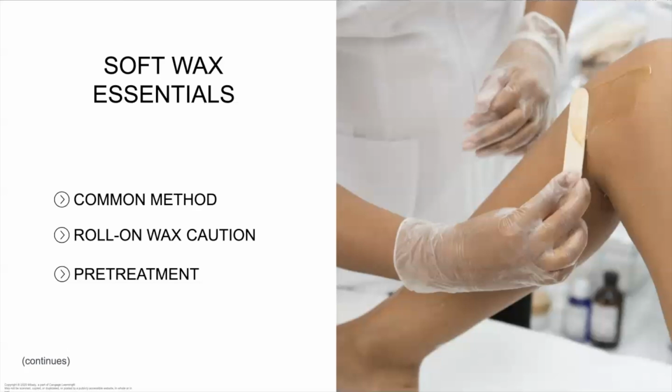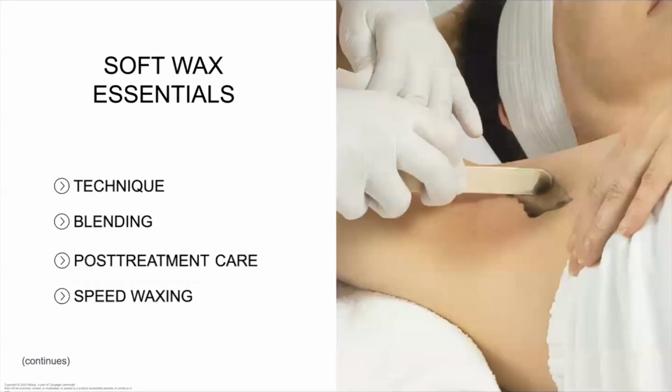Remember that with soft wax, you want to make sure you are applying soft wax in the direction of hair growth and removing in the opposite direction of hair growth. The technique is to: 1, test for correct and safe temperature. 2, using your applicator, apply a thin coating of wax in the direction of hair growth.